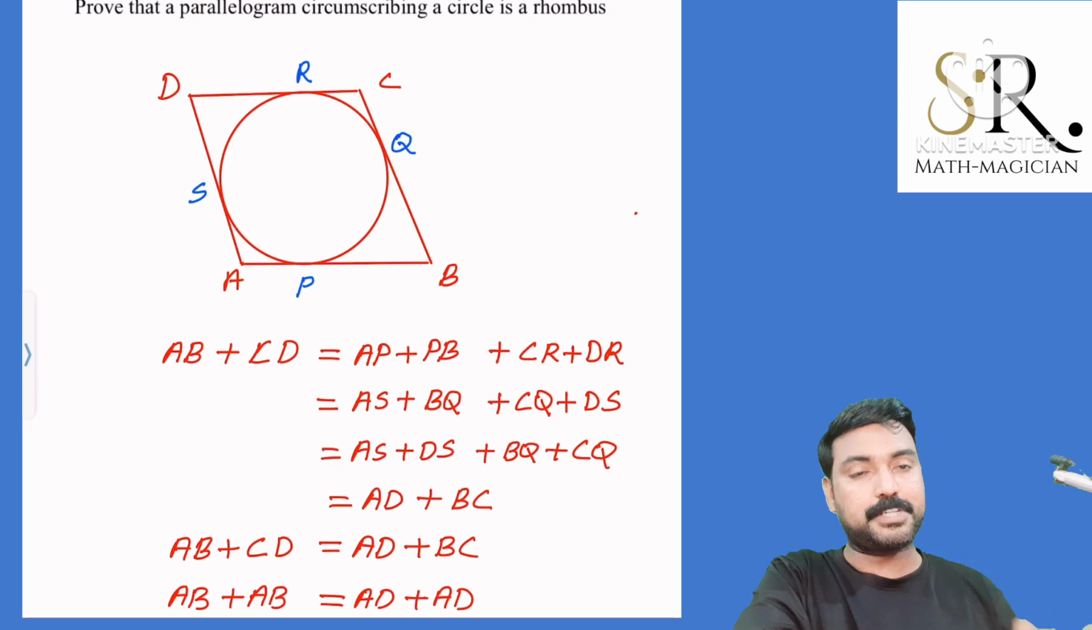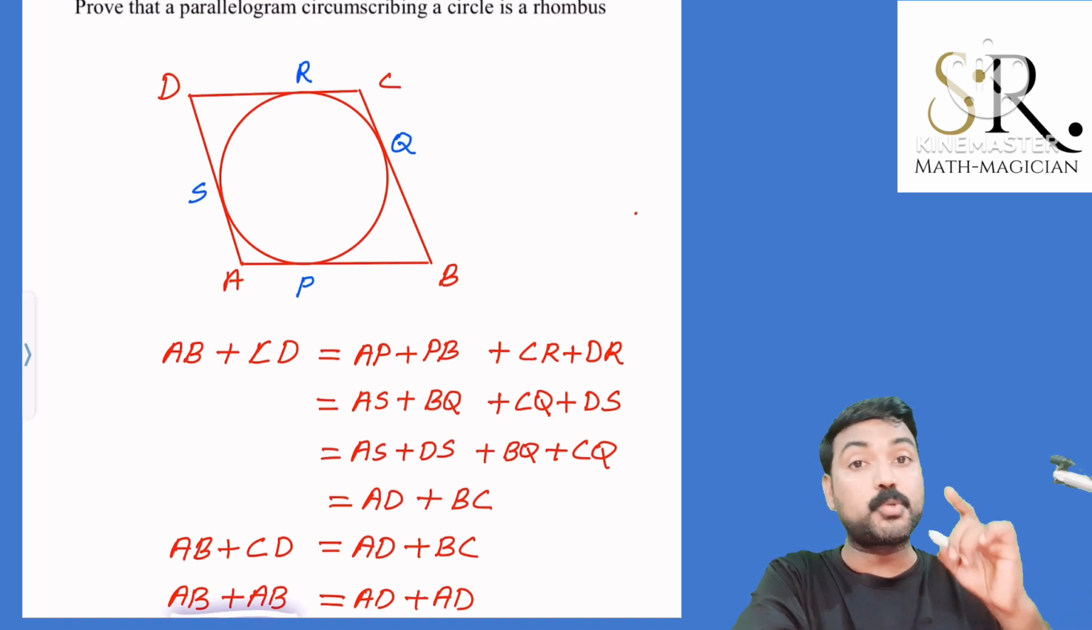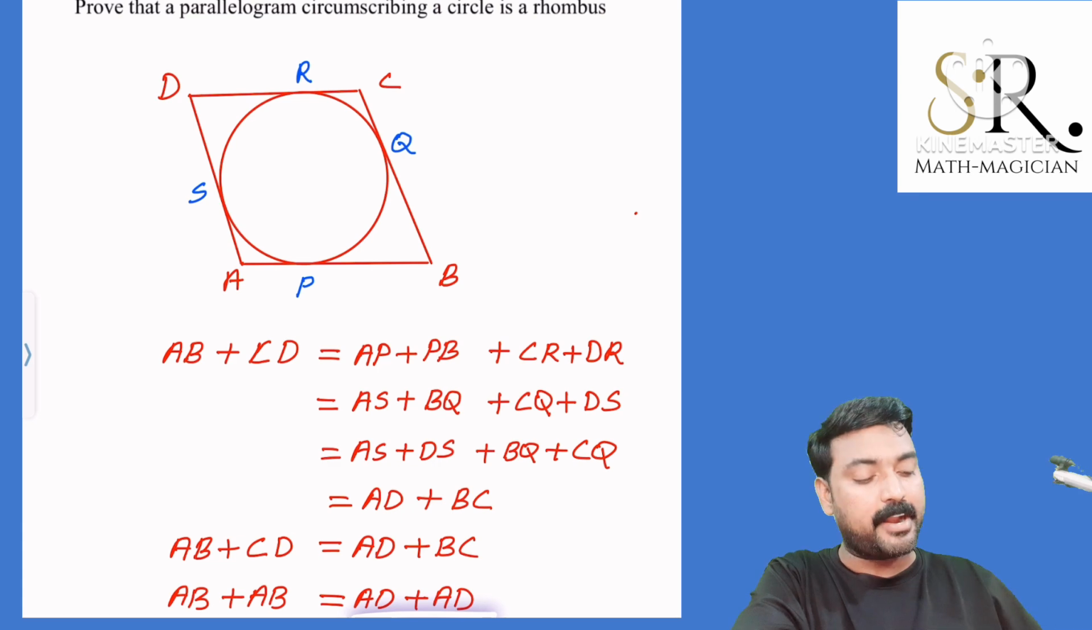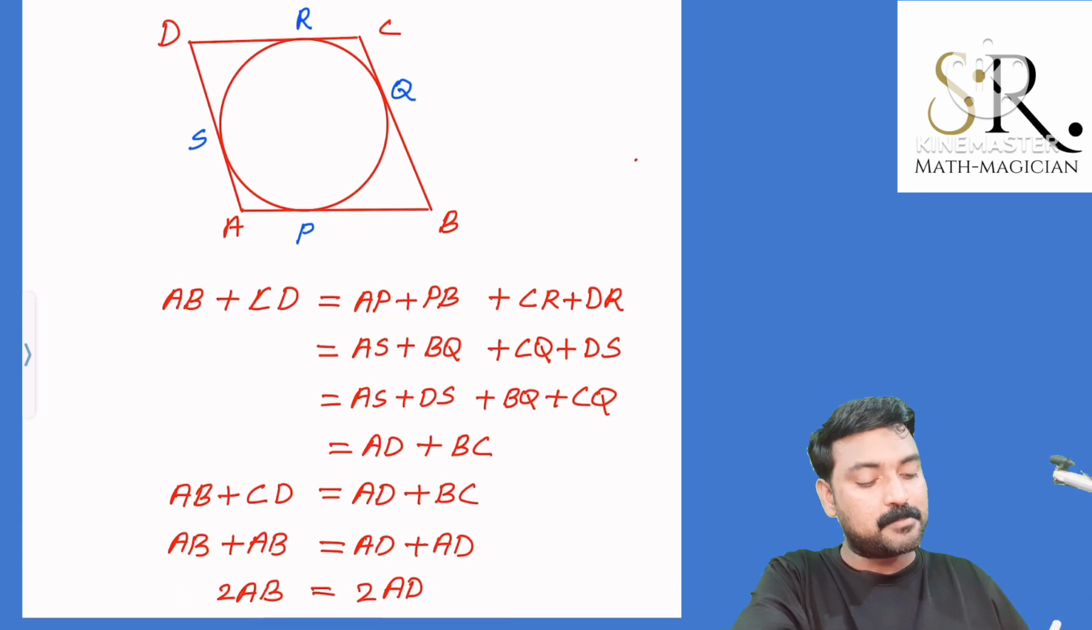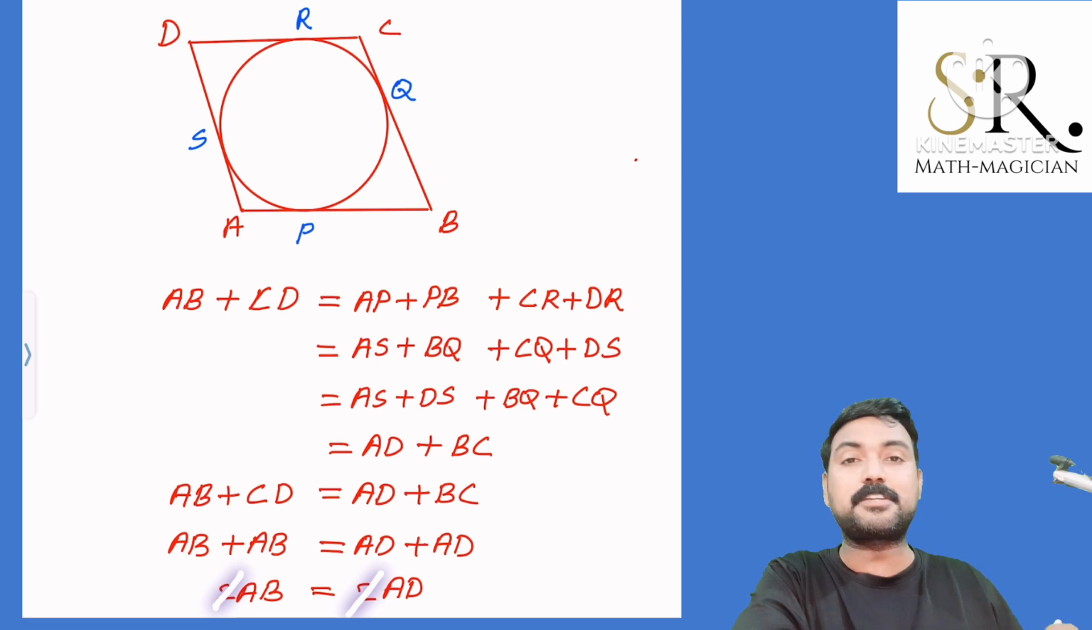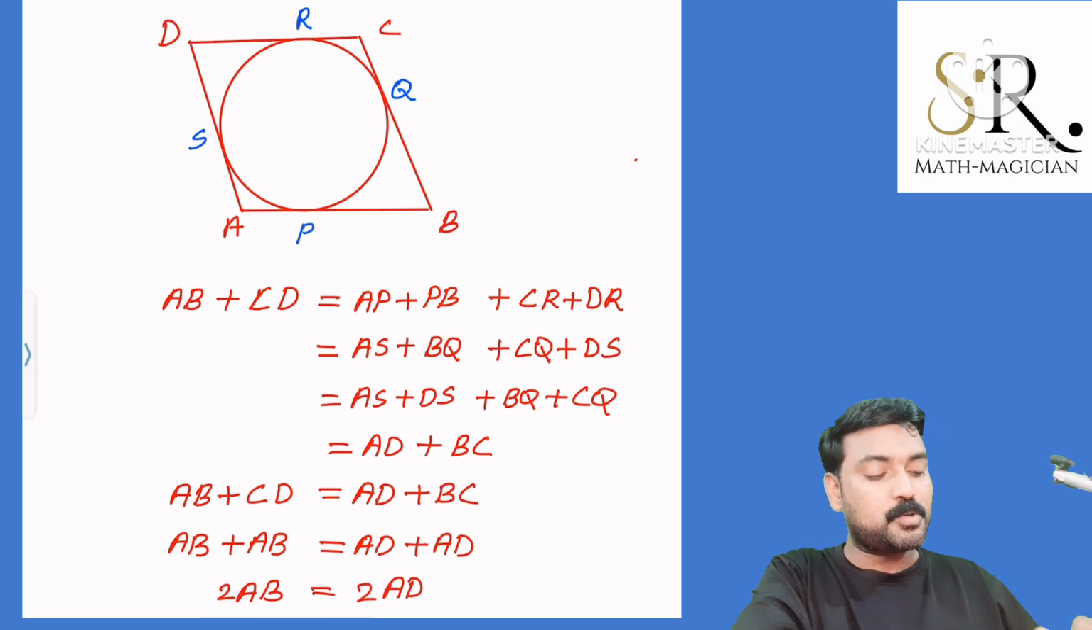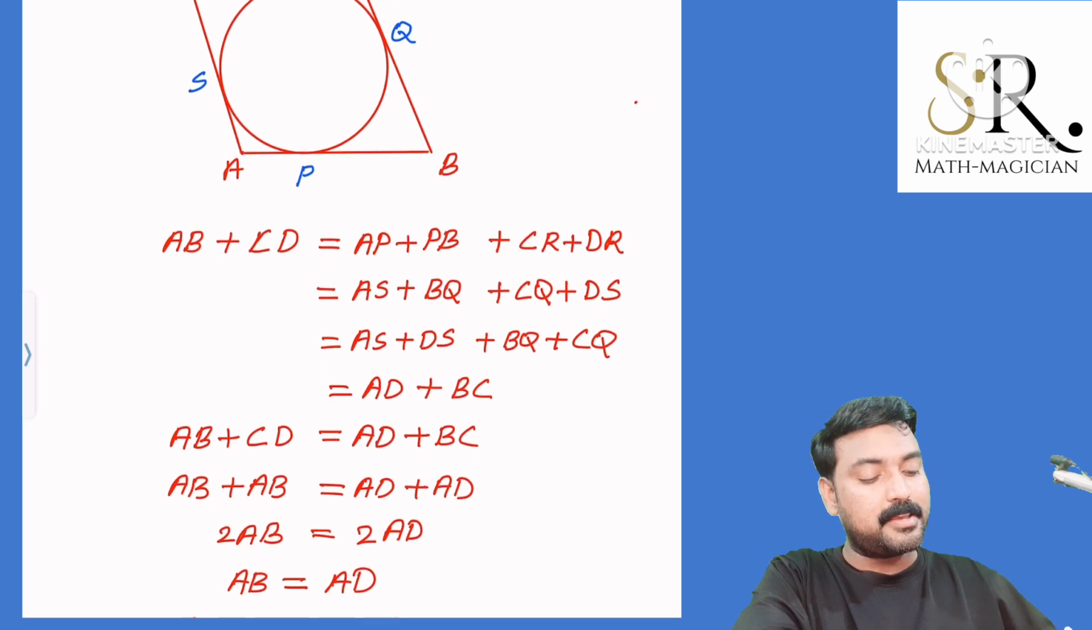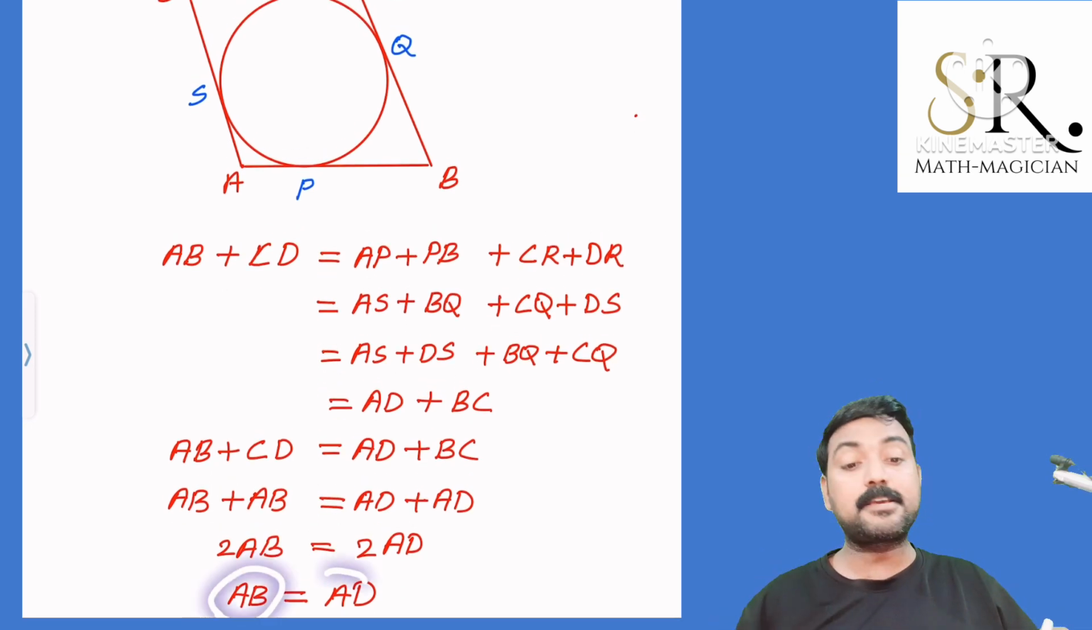Only one we have to change. Why? Then only we will get both terms the same. So same terms are there, which means we can add them. AB plus AB, what is AB plus AB? 2AB. AD plus AD, 2AD. Now this 2 is multiplying here, and here also multiplying, so it can be cancelled. If we transpose it to here, it will be dividing. So AB is equal to AD.